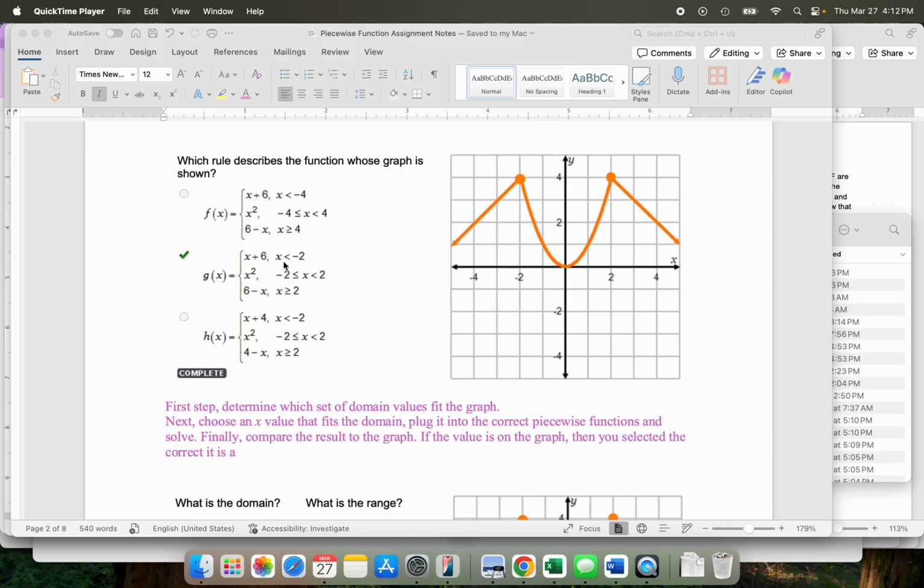And so then all we do is choose a value that fits within one of these functions. So I chose -3. So when I plug -3 into the function, I should get -3 plus 6 gives me 3. So at -3, it should be 3. It crosses the line, so that does work. And so that's how I would know. Otherwise, this one, I would check -3 here, and -3 plus 4 would be 1. Our line would need to be here, and it's not. So that's what makes g of x the correct choice.